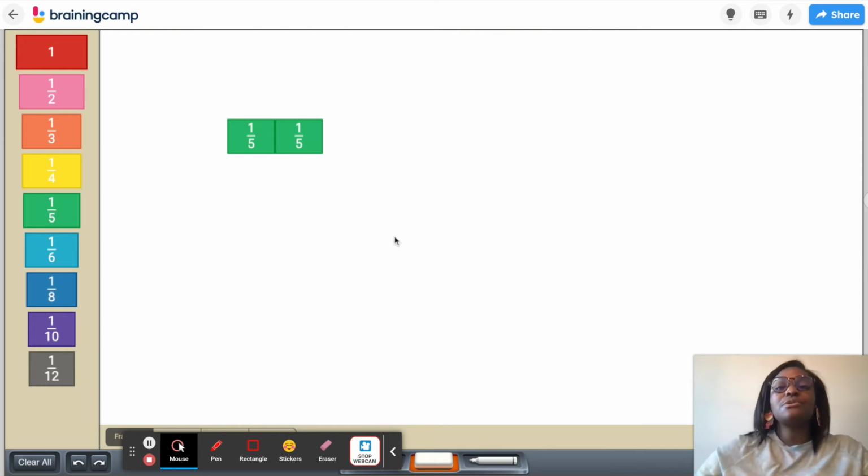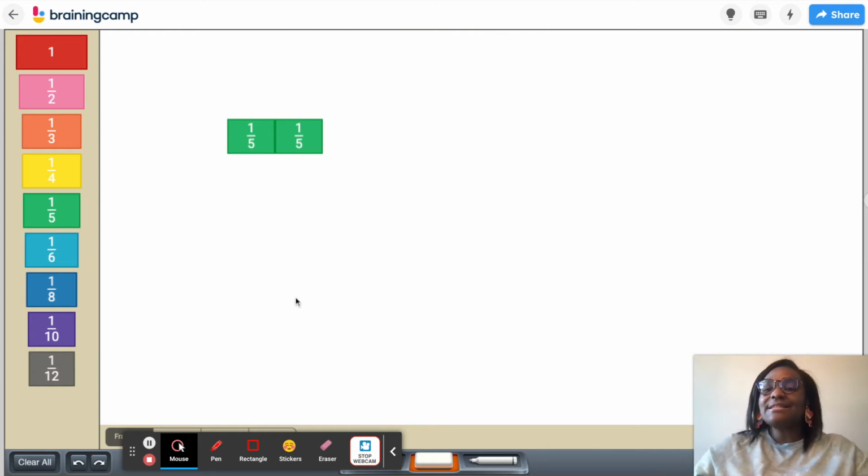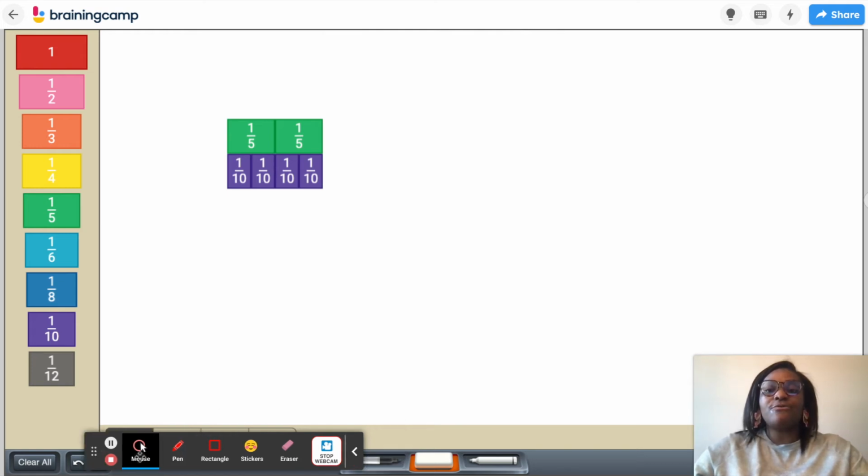Have them show 2/5 and ask them to find equivalent fractions using the fraction tiles for 2/5. When they do this, they'll clearly see that the only one they can make with the fraction tiles is 4/10. So 2/5 will equal 4/10.